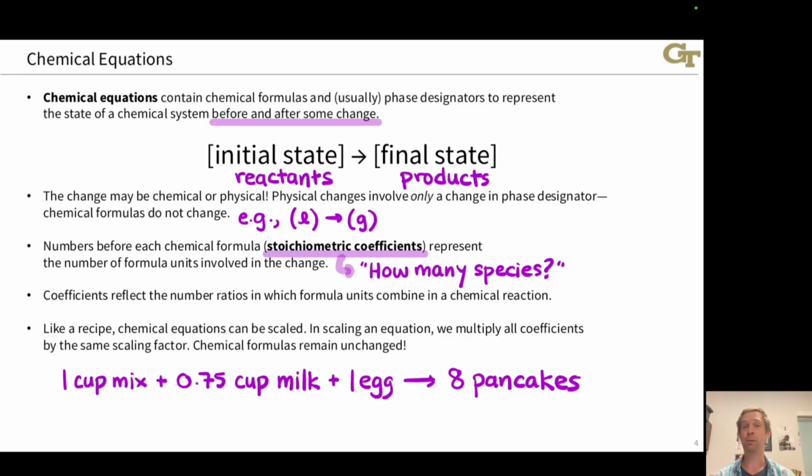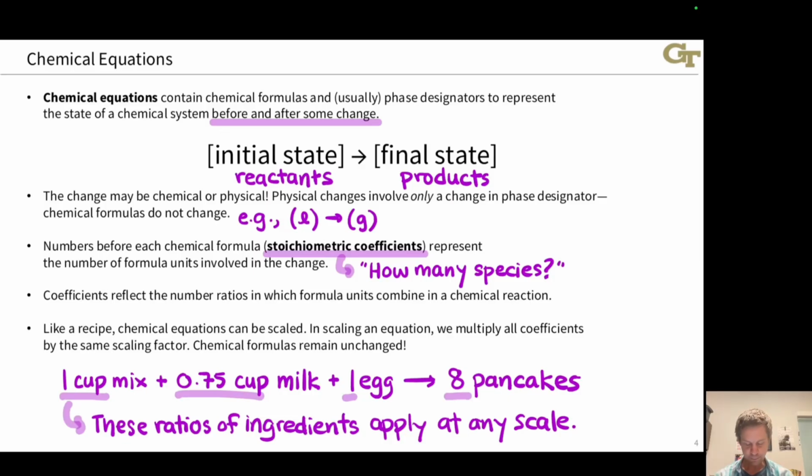This recipe is very reminiscent of a chemical equation, right? On the left, we have the reactants, our ingredients, and on the right, we have our products, the 8 pancakes, right? Before each substance that we combine on the ingredient side or what we get on the product or output side, we have an amount. And here it's not a number count of things, but it gets the point across that these are like the stoichiometric coefficients in a chemical equation. They tell us how much of each ingredient we need to use and how much of the product pancake we get out. These ratios of ingredients apply at any scale, and if you've ever cooked, especially for a large group of people, you know how this works.